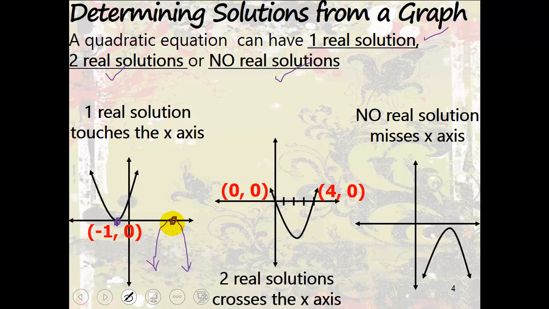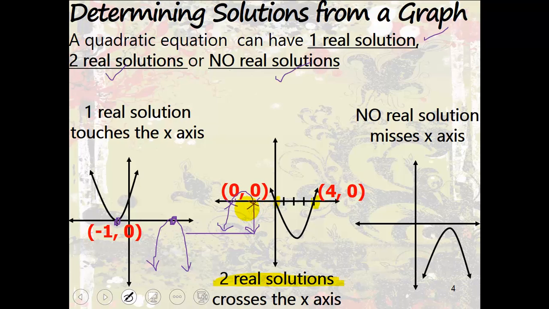It could have two real solutions, as in this example. It crosses at 0, 0. It crosses at 4, 0. Those are two real solutions. It could also go upside down, and we could have something like this, where we would have a solution here and a solution here. And we would either state those or estimate those.